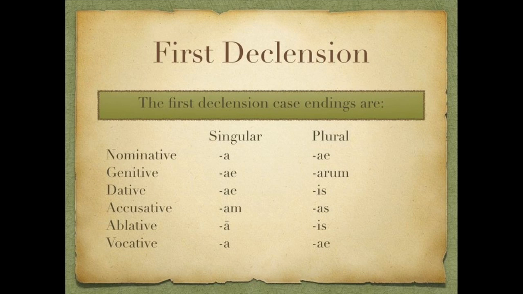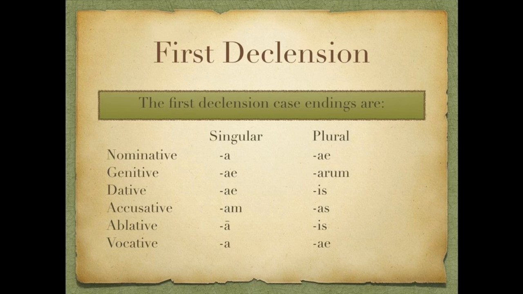So here are the endings for first declension. You notice we have all 6 cases in the singular and in the plural. So there's 12 endings total. So nominative singular ending is an A, genitive singular AE, dative singular also AE, accusative is AM, ablative is a long A, and vocative is also an A.